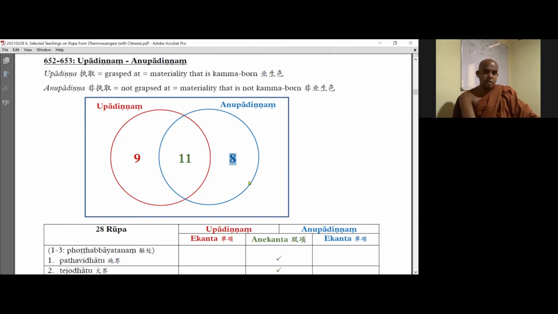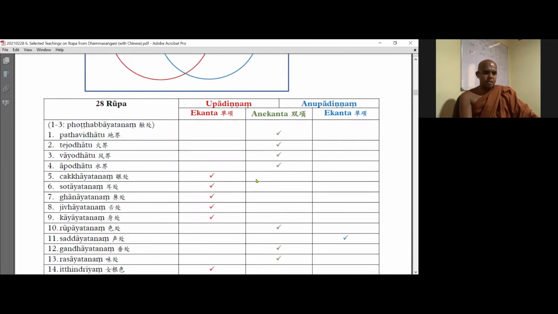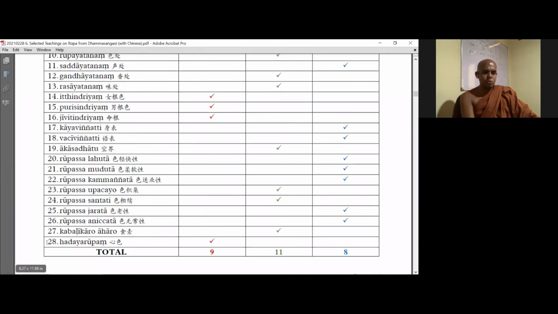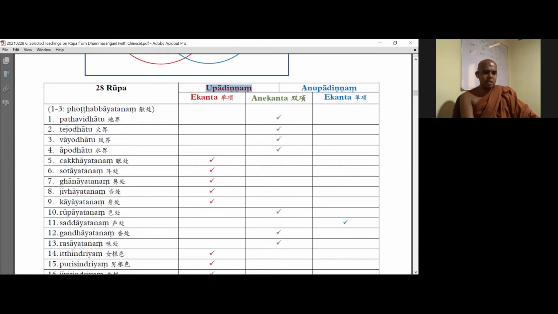Now the next, please continue. But they have the chart. There are 28 Rupa on the one side. After that, they divide Upadinna, Anupadinna. The red color is Upadinna, blue color is Anupadinna. The middle is the Anekanta, including for both sides.